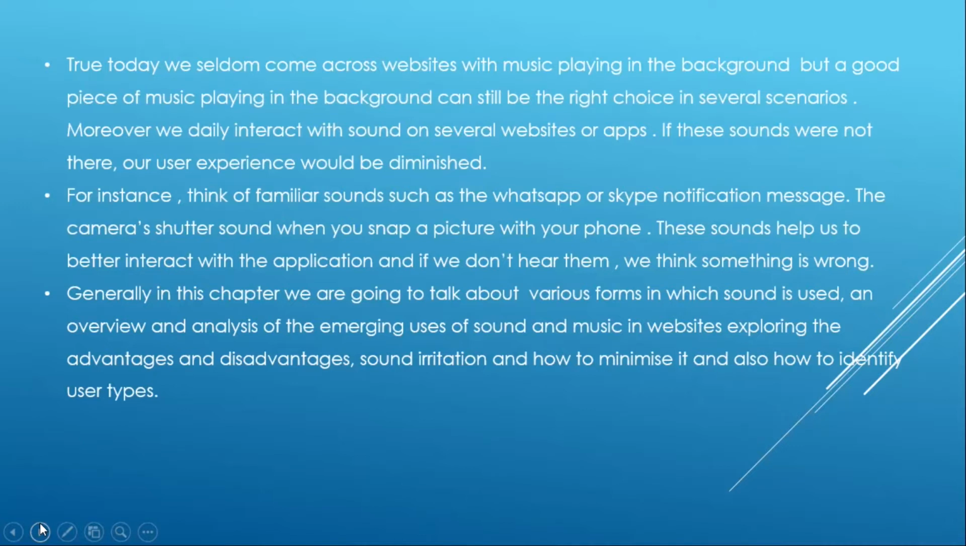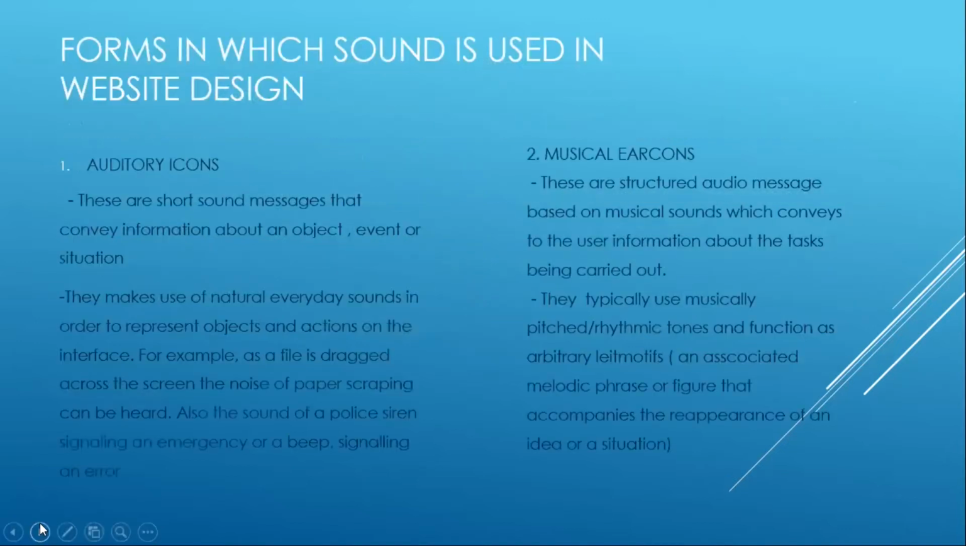So generally, in this chapter, we're going to talk about the various forms in which sound is used and an overview of the emerging uses of sound and music in websites, exploring the good and the bad of sound irritation, how to minimize sound irritation, and how to identify the user types.